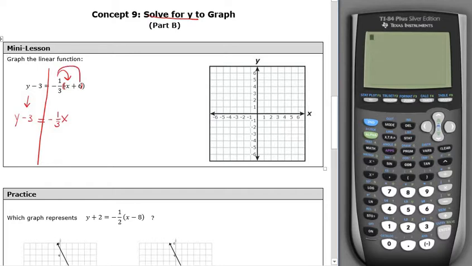Negative 1/3 times 6. Let's do that over here. Negative 1 divided by 3 times 6. We get negative 2. All right, I'm not done yet. I still have to get rid of this negative 3.